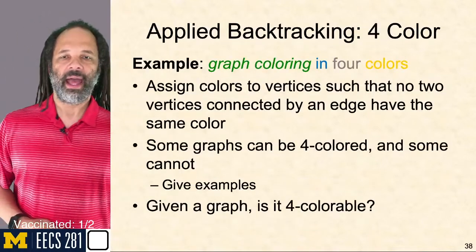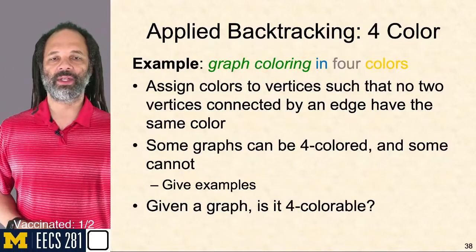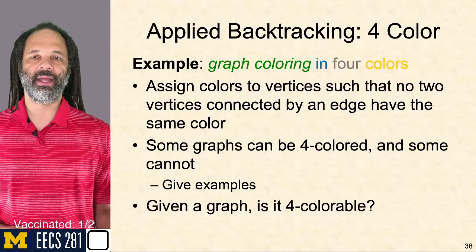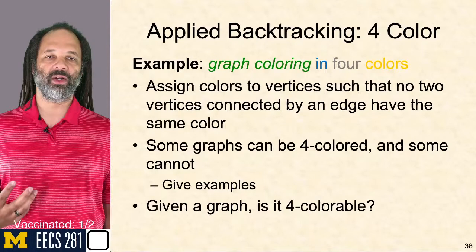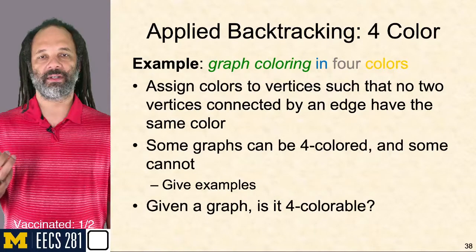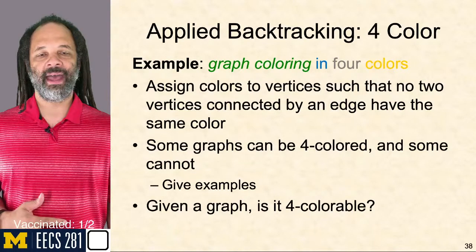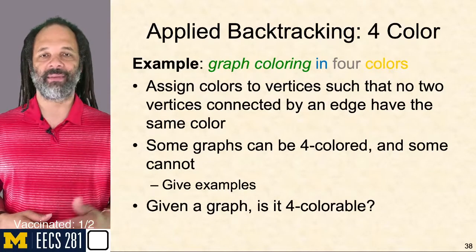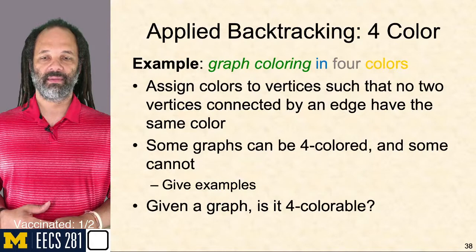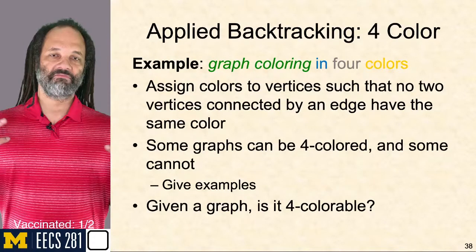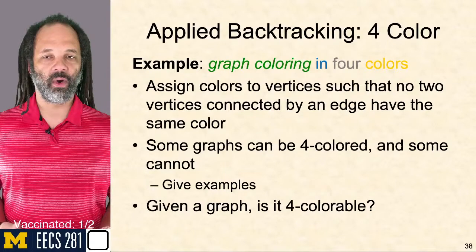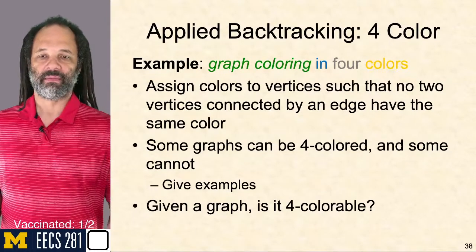Let's try some applied backtracking. Let's go into four coloring. Let's graph color. And what a graph coloring is, you assign a color to these vertices. Each vertex gets its own color. And then you say that any 2 adjacent vertices can't have the same color. That's it. So given a graph, the question is, is it four colorable? Let's do this with backtracking.